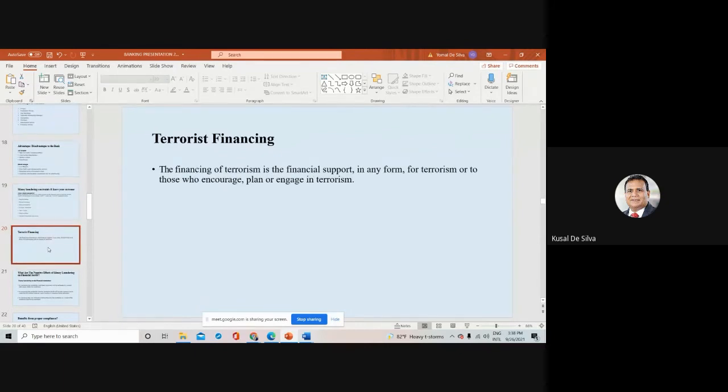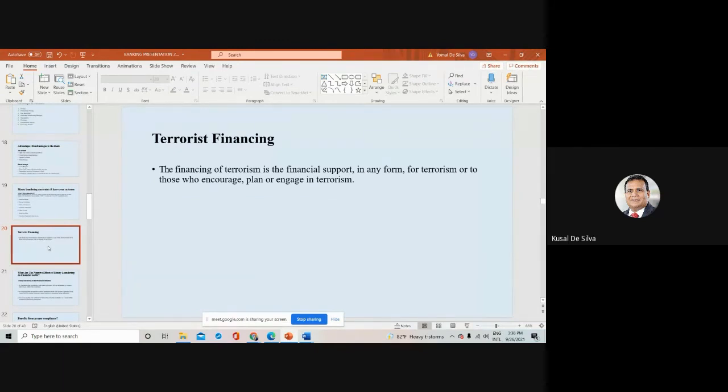Then terrorist financing. This is another term. The financing of terrorism is the financial support in any form of terrorism or of those who encourage, plan, or engage in terrorism. Terrorist financing is a global concern, and all the countries are on high alert, and the entire global network is trying to crack down on terrorist financing sources or channels.